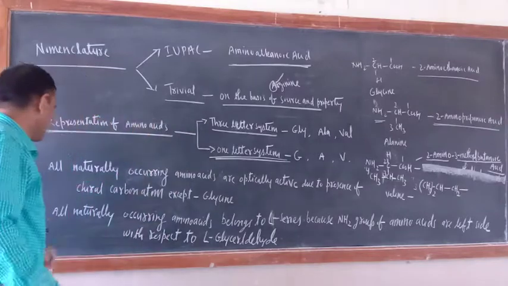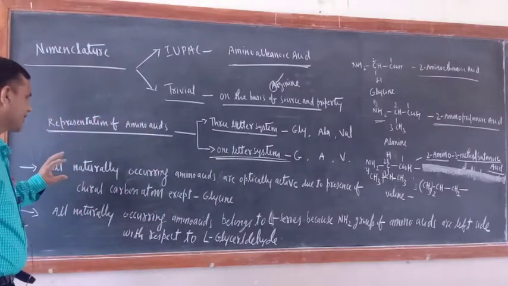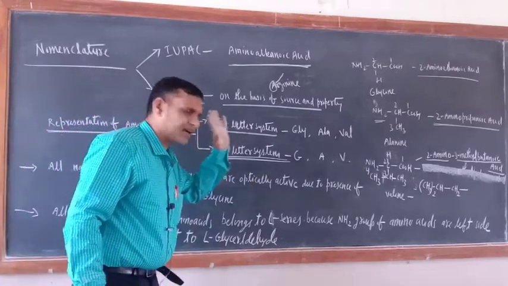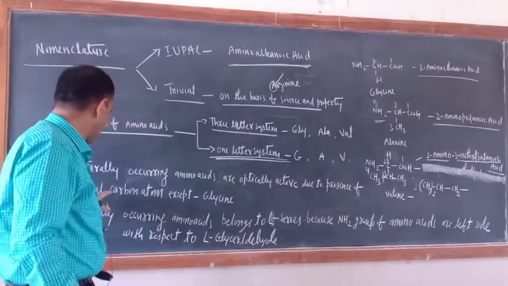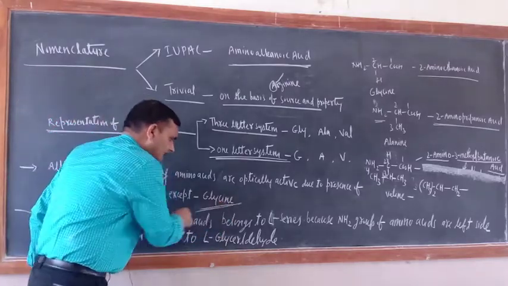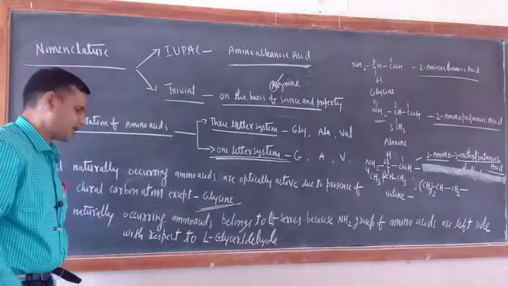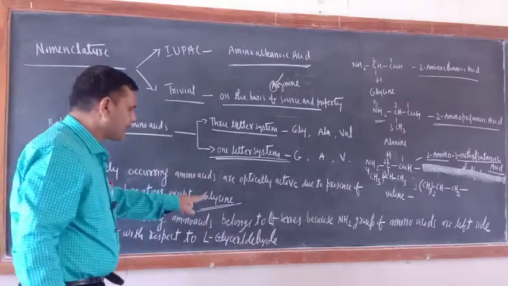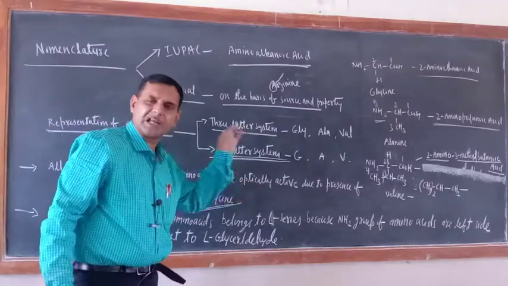Okay, now there is some most important information. All naturally occurring amino acids are optically active due to the presence of a chiral carbon atom, except glycine. So remember, glycine is an exception for so many things. Another important thing, all naturally occurring amino acids belong to the capital L series.